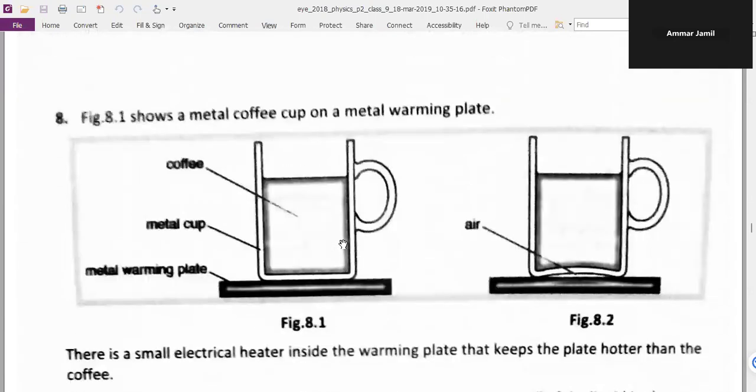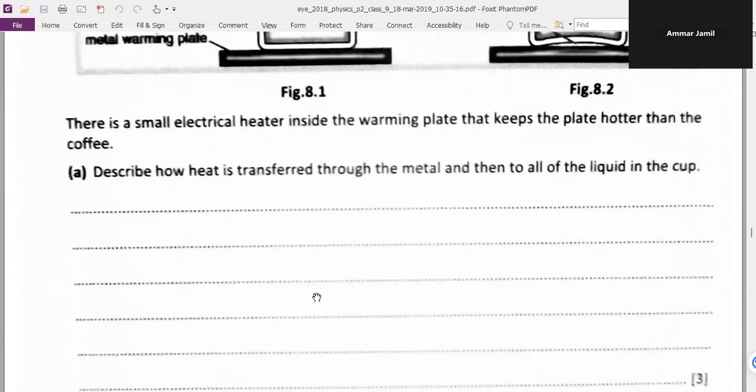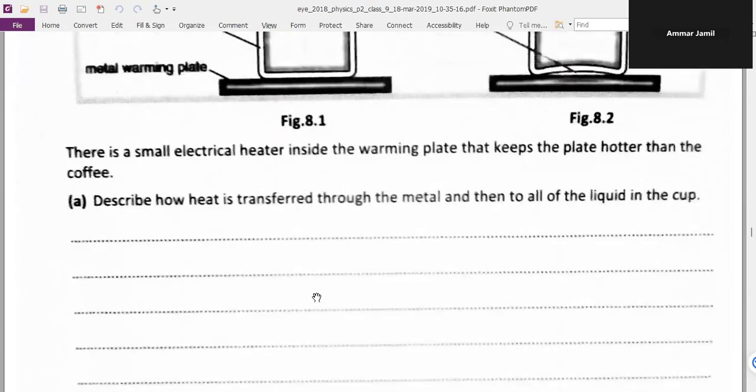In this question, you have two cups. One is shaped differently than the other, and they are both heated by an electric heater. Heat is transferred through conduction, and you must mention the full process of the conduction, which you should revise.